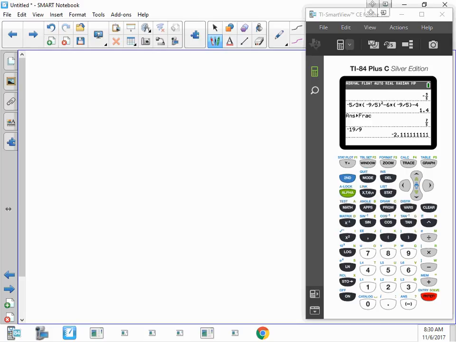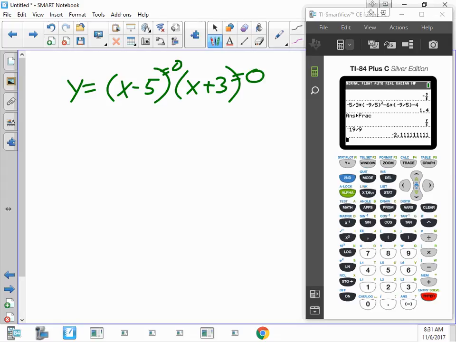Suppose you had the equation of a quadratic that had already been factored. So something like y equals x minus 5 times x plus 3. Those are called factors. Where does that quadratic hit the x-axis? 5 and negative 3. And we find those by setting each factor equal to 0.